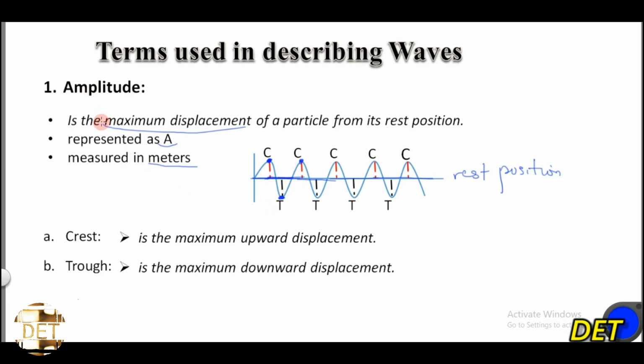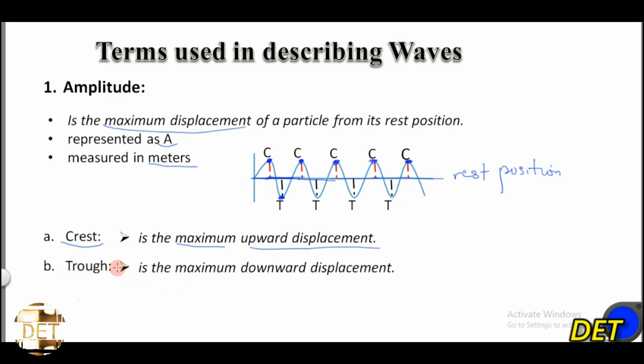So we have 2 forms of amplitude. We have the crest. Crest is the maximum upward displacement from this rest position. So this is a crest, this is a crest, this is a crest. It is the maximum upward displacement from this rest position.